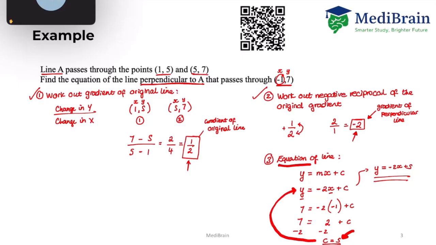Then you construct the equation of your line. So you have y equals minus 2x plus c, because you've just worked out what your gradient is. It needs to go through these coordinates, minus 1, 7. The first coordinate is the x, the second coordinate is the y. So you replace the x and the y in the equation with numbers, and you rearrange to work out what c is and then substitute it back into the original equation.